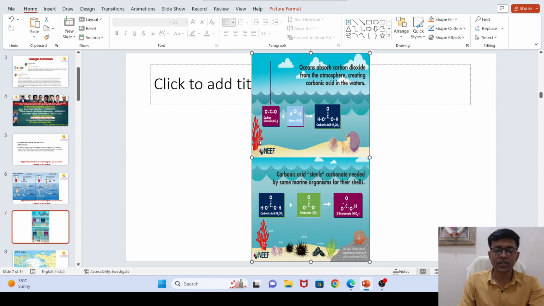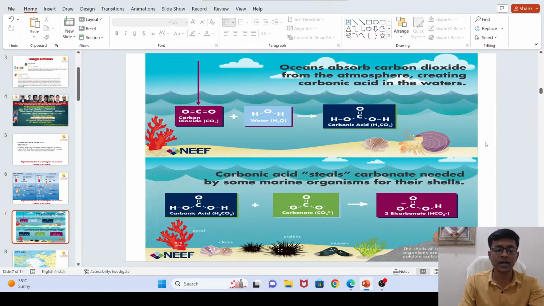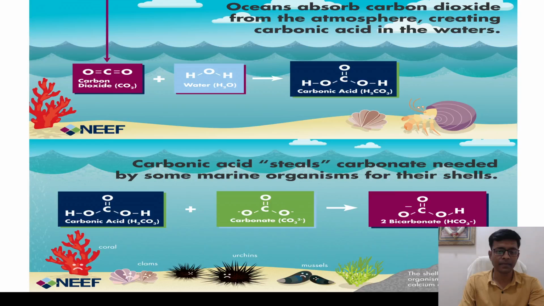So one impact of ocean acidification is decrease in the pH of the ocean water, that is increase in the acidification or acid levels in ocean water. Okay, here you go. This is carbon dioxide, CO2. It reacted with water and it formed H2CO3, right? Carbonic acid steals carbonate needed by some marine organisms for their shells. So now this carbonic acid will convert into two H positive ions and CO3 negative ions. Now these CO3 negative ions will react with the H positive and they will form HCO3 negative.